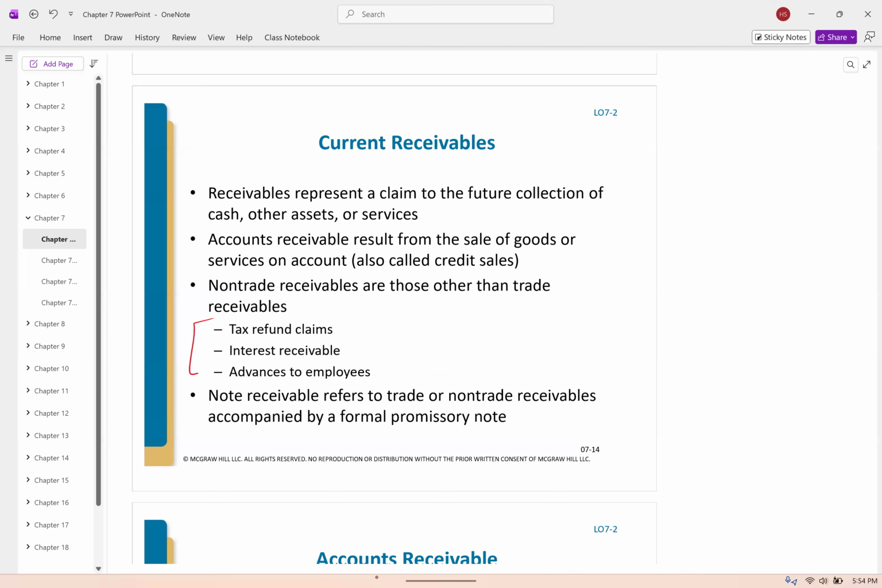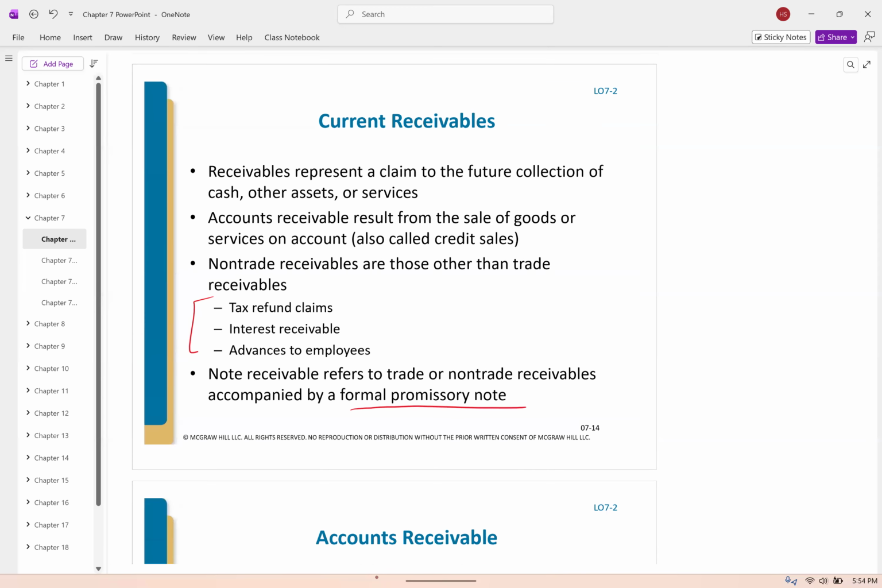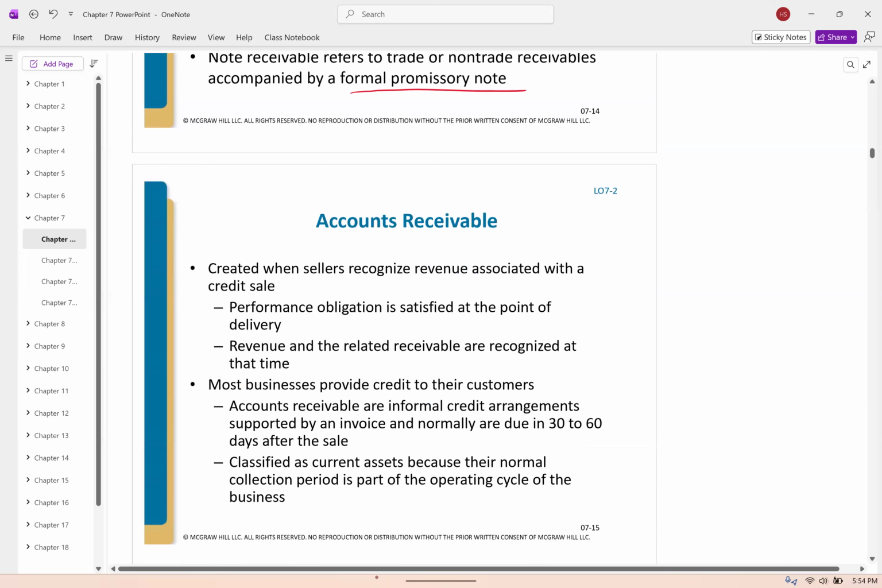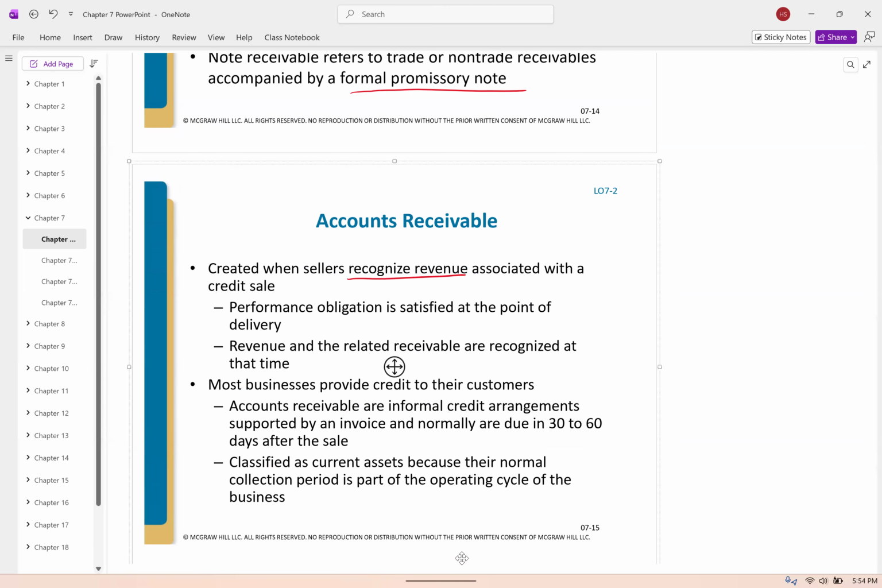Okay. There could be a notes receivable, for trade or non-trade. It just has a formal promissory note and some sort of interest. Okay. All right, accounts receivable, trade receivables. These usually arise when we are earning revenue. So remember, our last chapter went over earning revenue. You kind of have to think about that just a little bit here, okay?